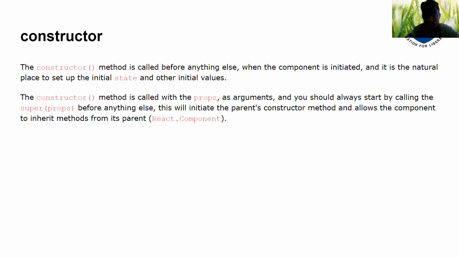Constructor. The constructor method is called before anything else, when the component is initiated. It is the natural place to set up the initial state and other initial values. The constructor method is called with the props as argument, and you should always start by calling super(props) before anything else. This will initiate the parent's constructor method and allows the component to inherit methods from its parent, React.Component.